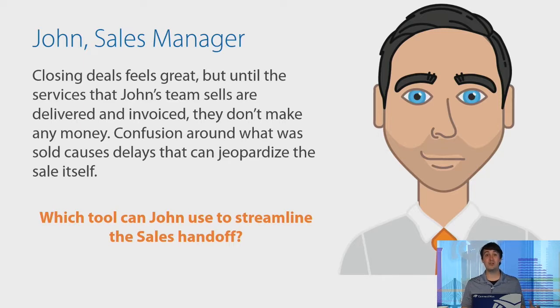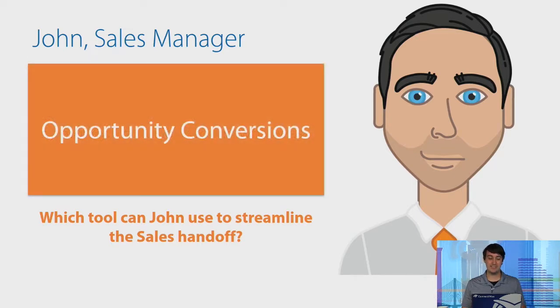So one thing we can do to streamline this whole process is take advantage of our opportunity conversions. Opportunity conversions allow us to take all the information we've been building into that opportunity, who we're selling it to, who the actual contacts are, what's being sold, all those products and services, and take that and create a brand new record using the information without having to rely on anyone to do any manual double entry.